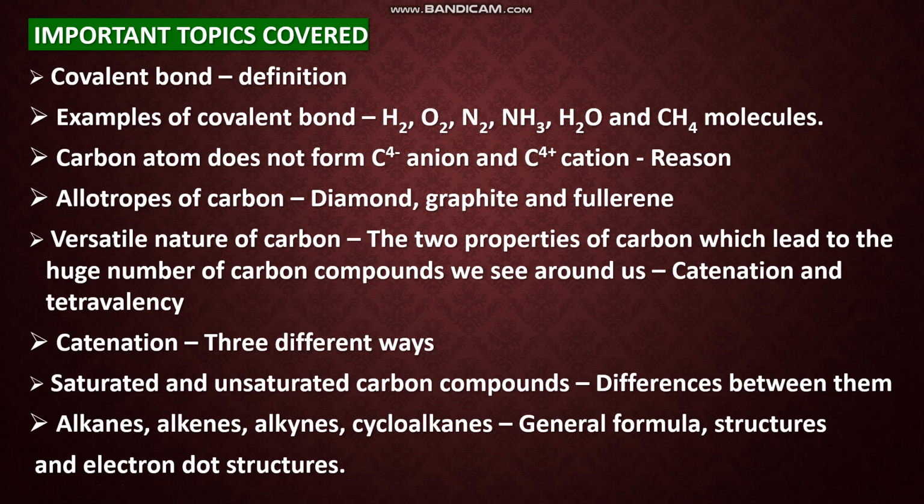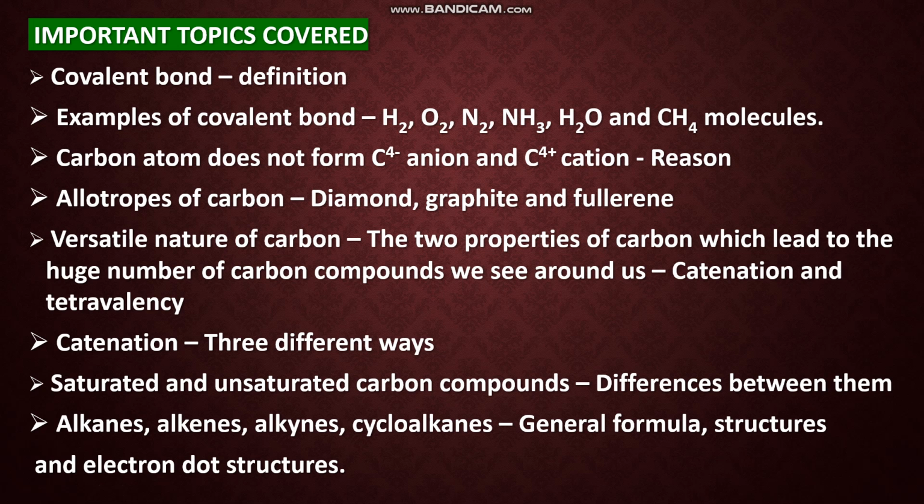Next we learn allotropes of carbon. What is meant by allotropy? The different forms of the same element having the same chemical properties but different physical properties. So we have learnt in this lesson the allotropes of carbon: diamond, graphite and fullerene. Then what is the structure of diamond? What is the structure of graphite? Also we have learned.